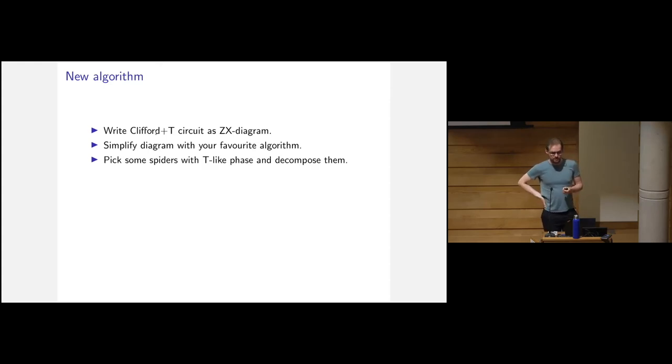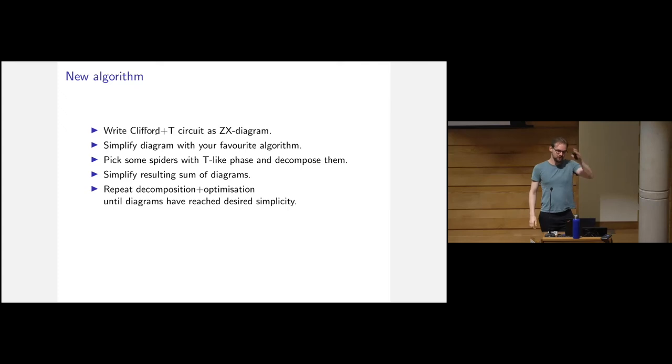You pick some spiders here that have a T-like phase, or a non-Clifford phase, and you decompose these as a sum of stabilizer states. This means we now have a sum of diagrams. Now, we simplify each of these diagrams separately and hopefully kill some additional non-Clifford spiders. And we just repeat this for each diagram, right?